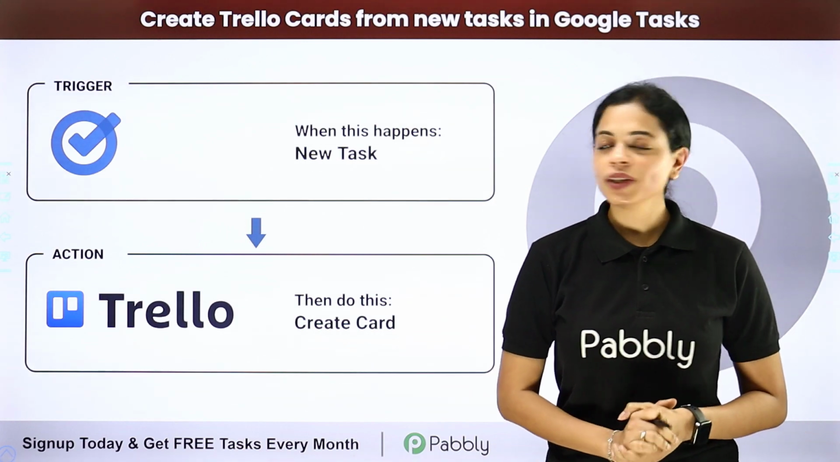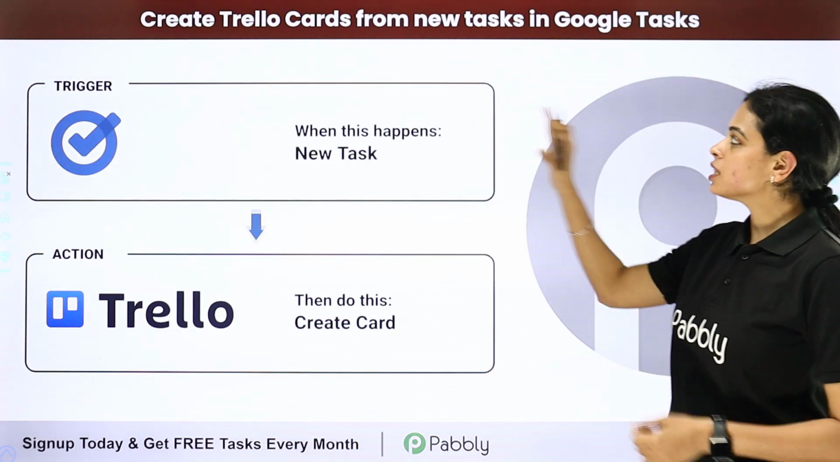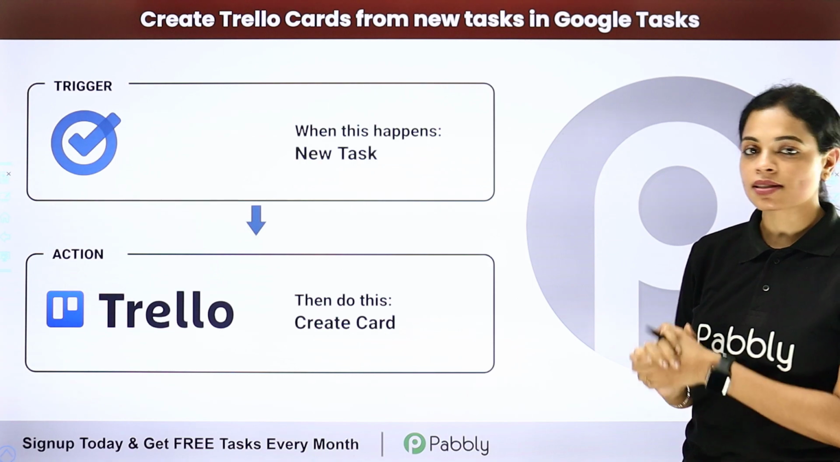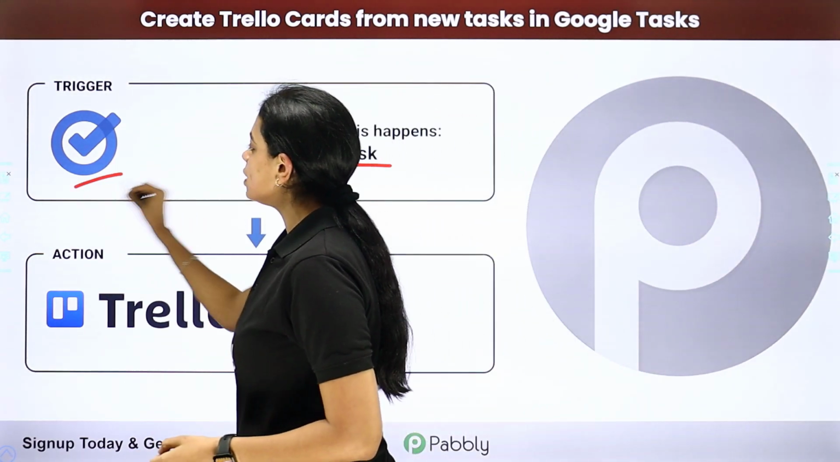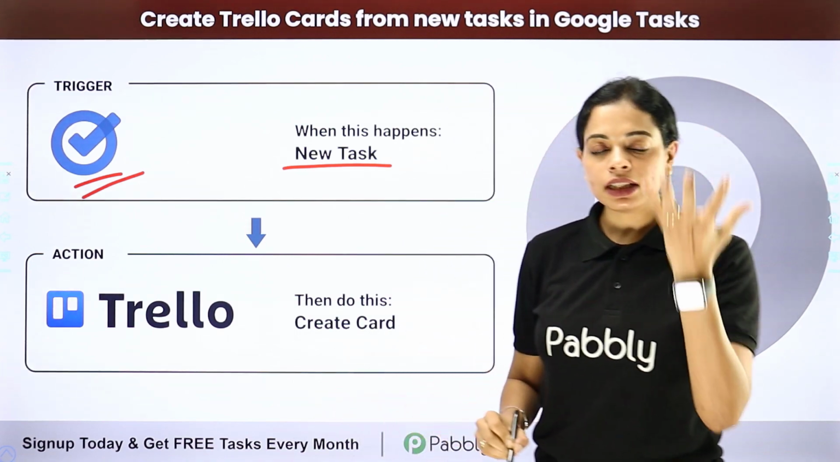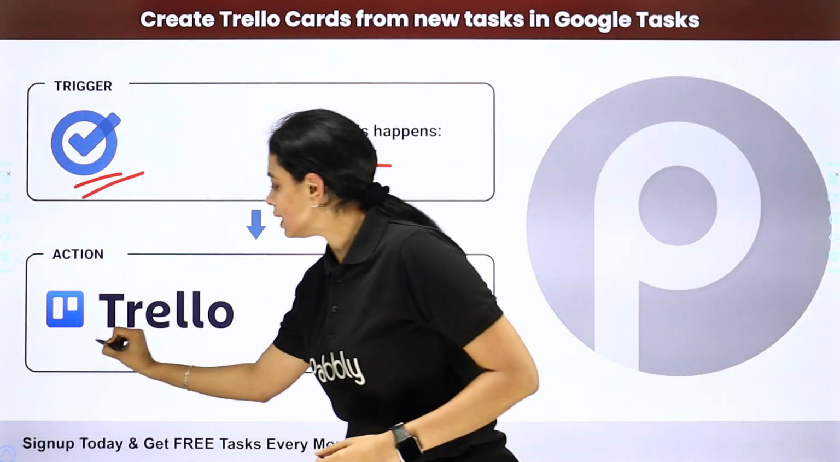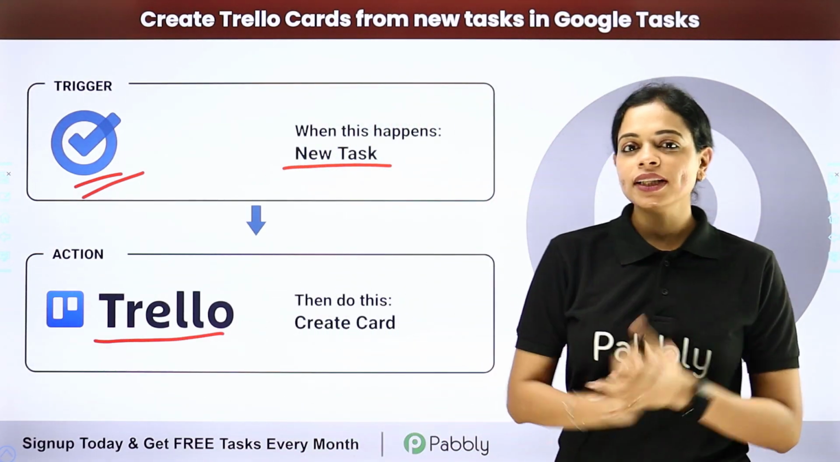In this video, we are going to see how to create Trello cards from new tasks in Google Tasks. So let's say that every time a new task is created on Google Tasks, what do you want to do with the information that you have received? You wish to create a Trello card. Now, how can that be done?